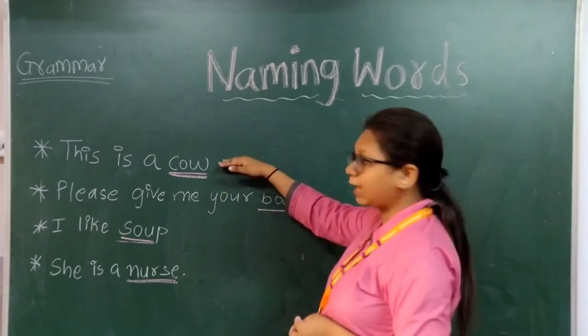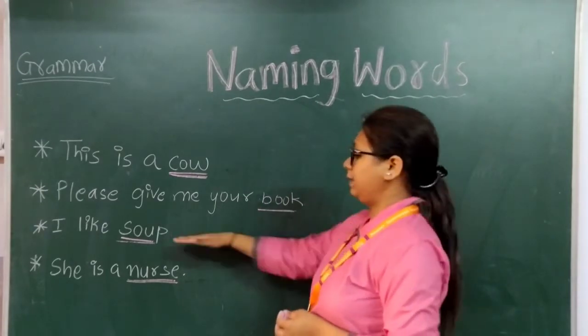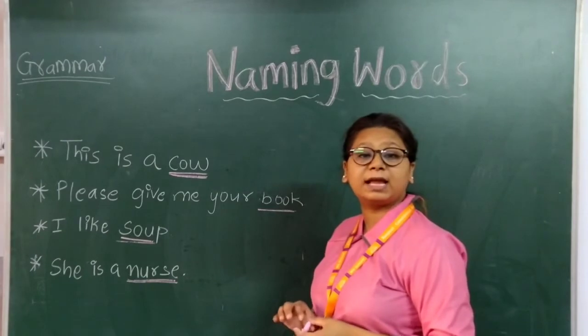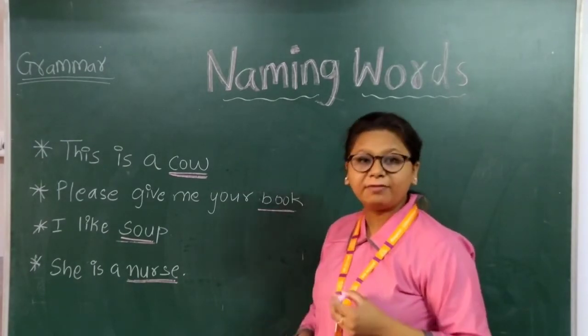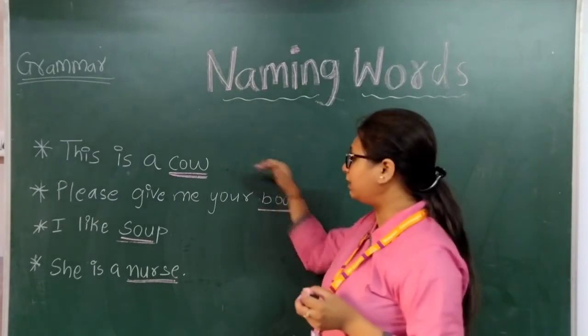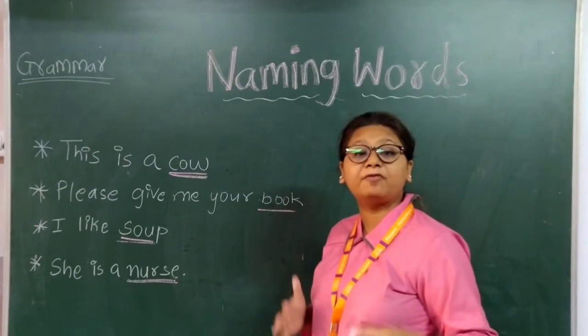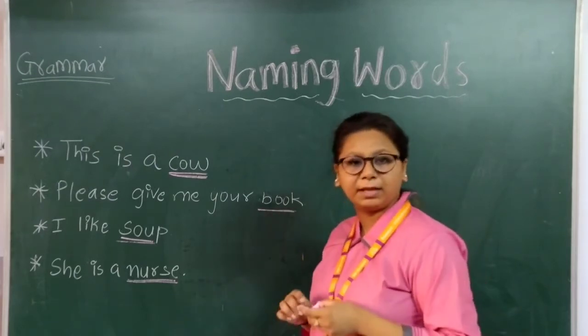We already saw cow. It is a name of an animal. Book, name of a thing. Soup, again name of a thing. And nurse. Nurse is again a name of a person. Okay. So these all are naming words because they name animals, things and persons. So they are called naming words.